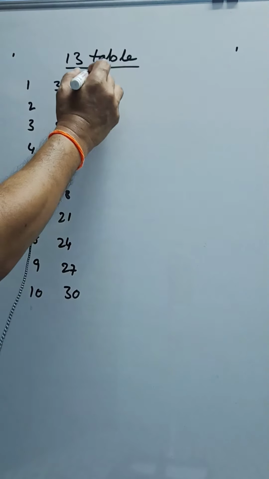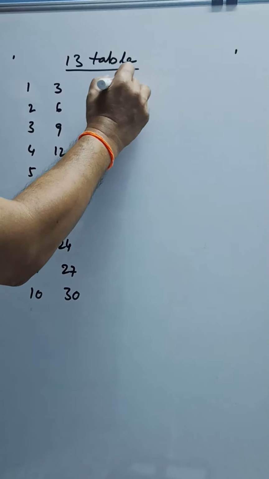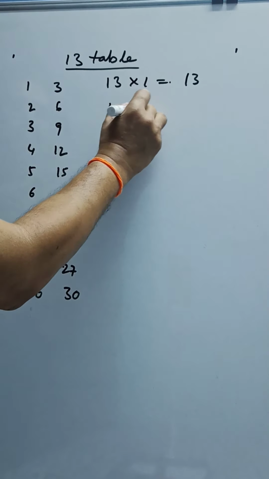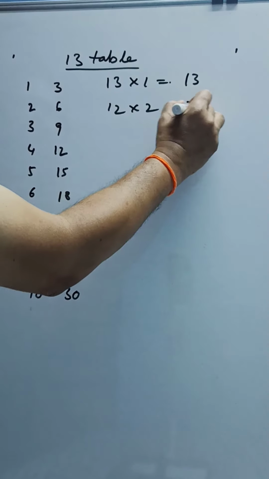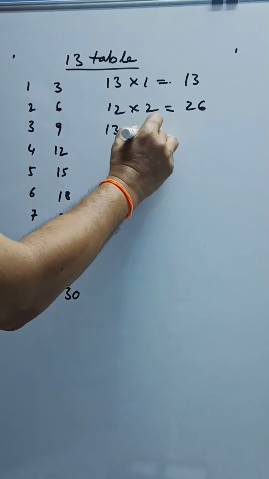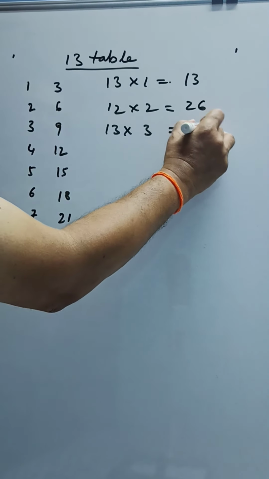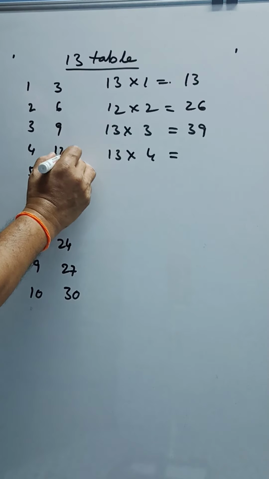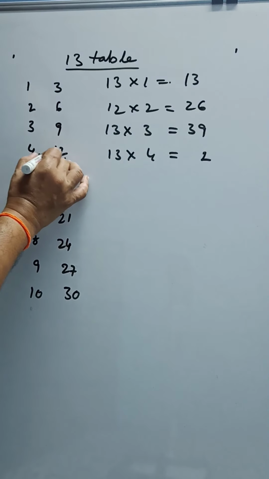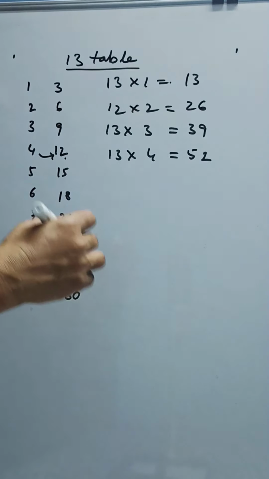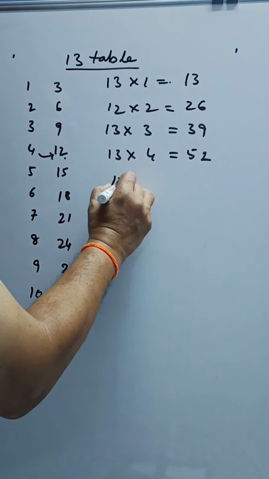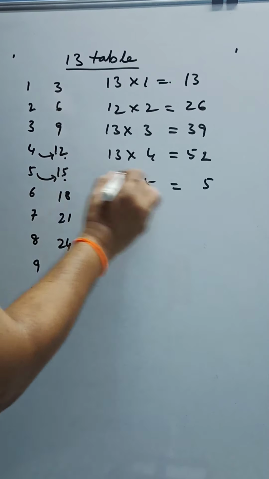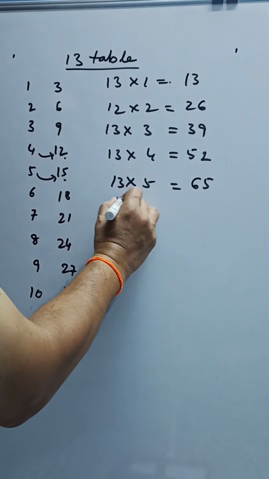Now to write the 13th table, 13 into 1 I want to write, 1 and 3, 13. 13 twos are 2 and 6, 26. 13 threes are 3 and 9, 39. Now to write 13 fours, a 2 digit number is there. 2 in the ones place, add 4 plus 1 is equal to 5. 13 fours are 52. 13 fives are 5 in the ones place and 5 plus 1 is equal to 6 in the tens place. 13 fives are 65.